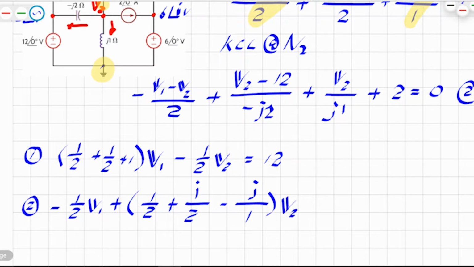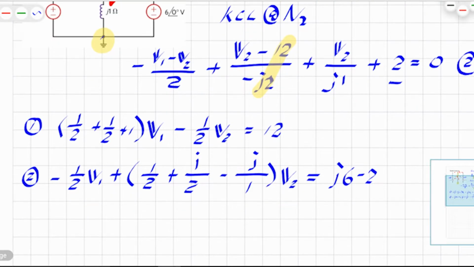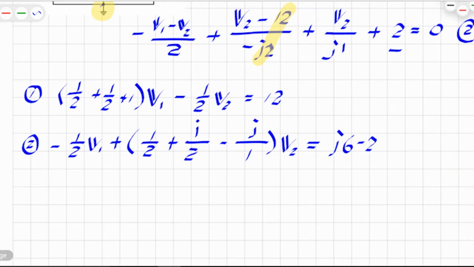V2 is equal to J6 minus 2. So this 2 goes to this side, this 2 goes to the other side. And then we have 12 divided by J2, bring to the other side, that makes it J6. So now we actually simplified both equations, and we can do either substitution or any method.